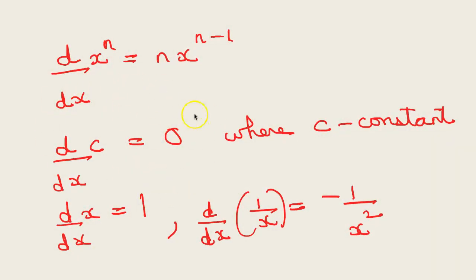We come through some basic formulae. D dx of x raised to n is n x raised to n minus 1, where n is any rational number. Derivative of a constant is 0. D dx of x is 1. Again applying the same formula, d dx of 1 by x will be minus 1 by x squared.